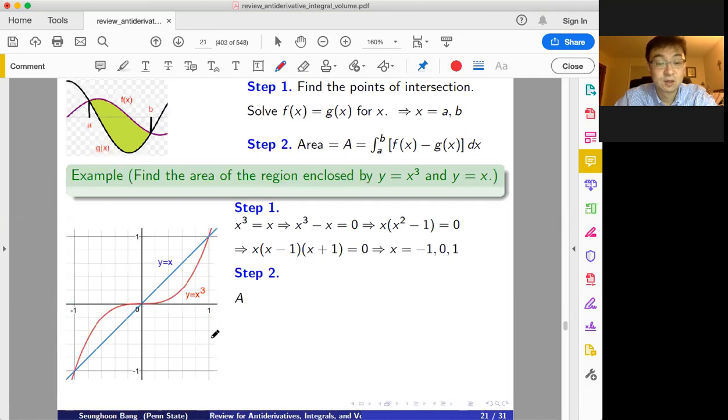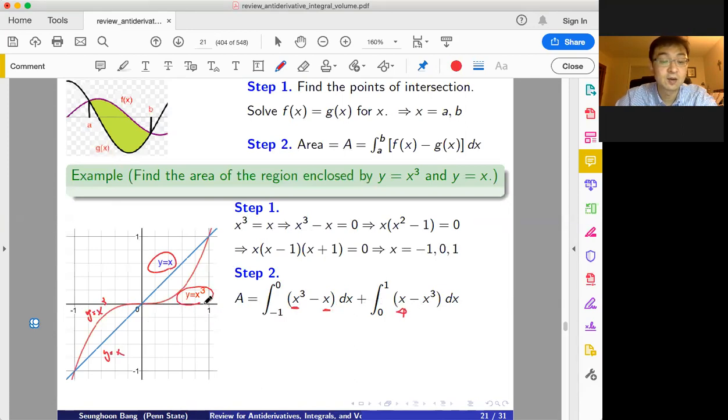Step 2. How can you find the area? From minus 1 to 1, the top curve is y equals x cubed, minus the bottom curve, y equals x. Plus from 0 to 1, the top curve is x minus the bottom curve, x cubed, dx.